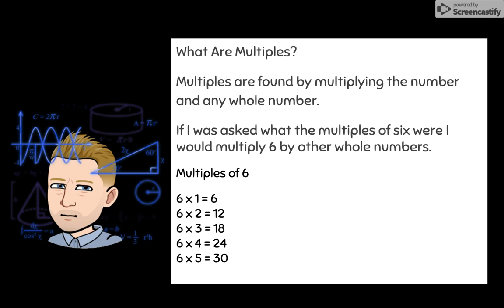6 times 1 is 6, so 6 is a multiple of 6. 12 is a multiple of 6 because 6 times 2 equals 12. 18 is a multiple of 6 because 6 times 3 is 18. 24 is a multiple of 6 because 6 times 4 is 24. And 30 is also a multiple of 6 because 6 times 5 is 30. And you keep going down your times tables to work out more multiples of 6.